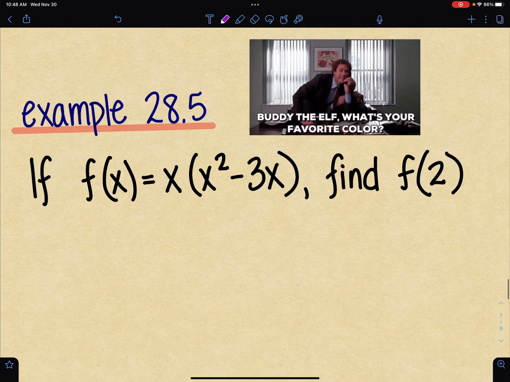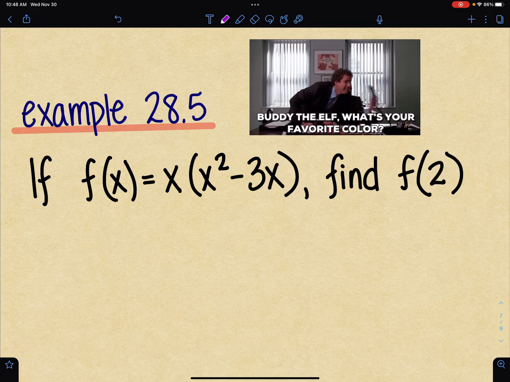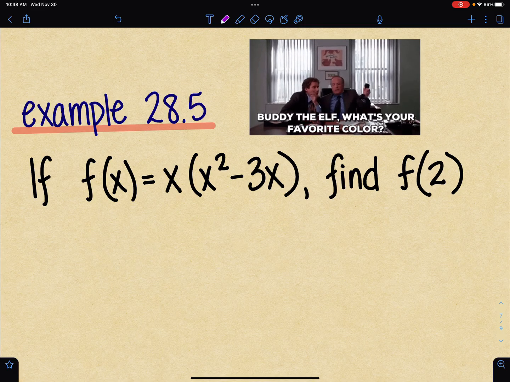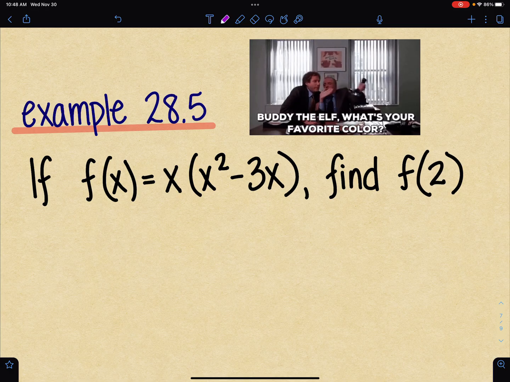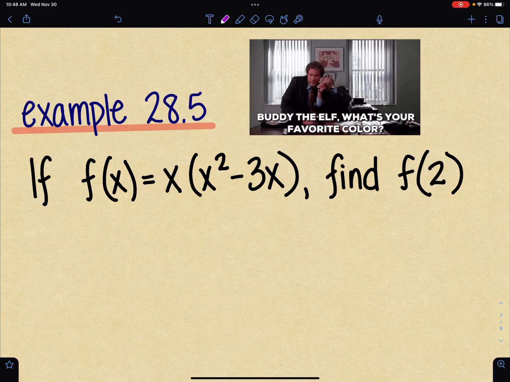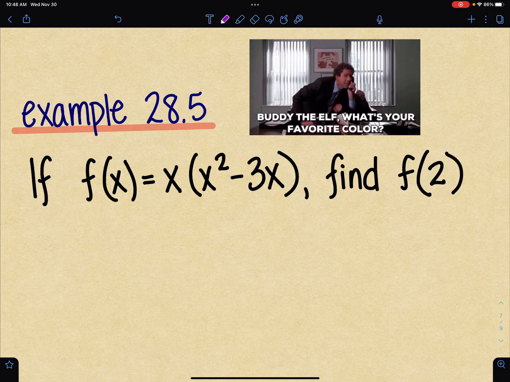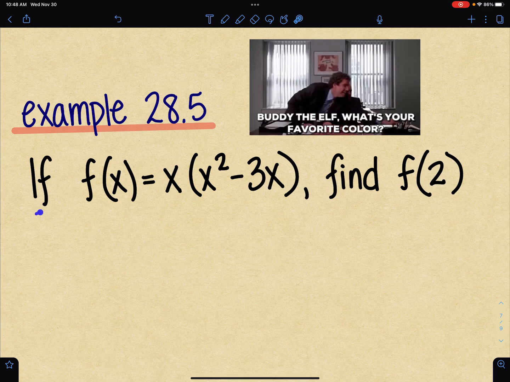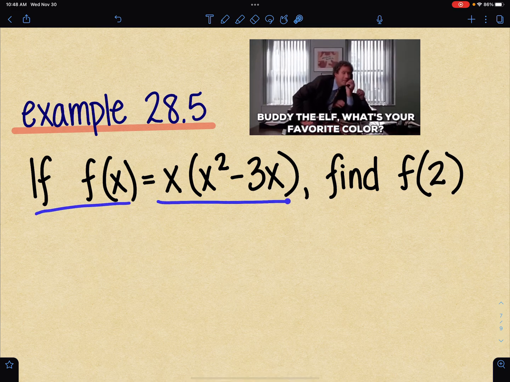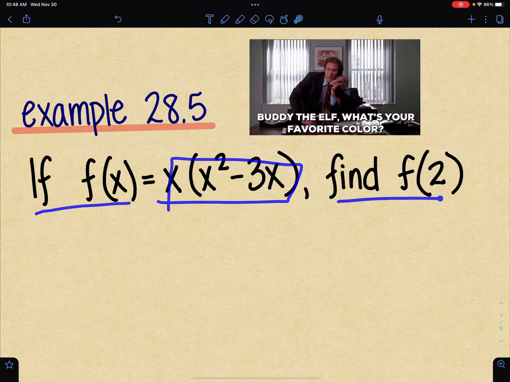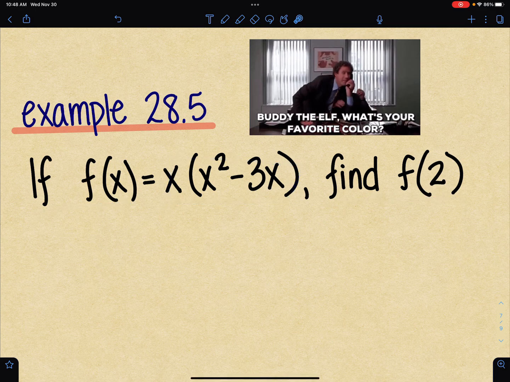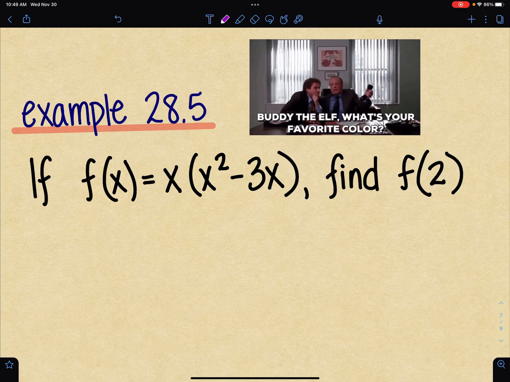Now, on the next one, they're just going to put it in functional notation. But the problem is the same as the evaluation problem. You're just restating the problem by using functional notation. So if you read this example, the way you would read it is it says, if f of x is equal to this, find f of 2, okay?